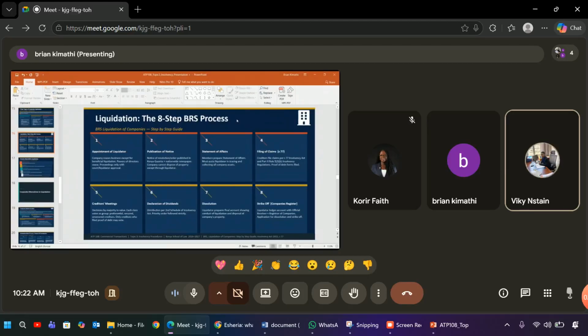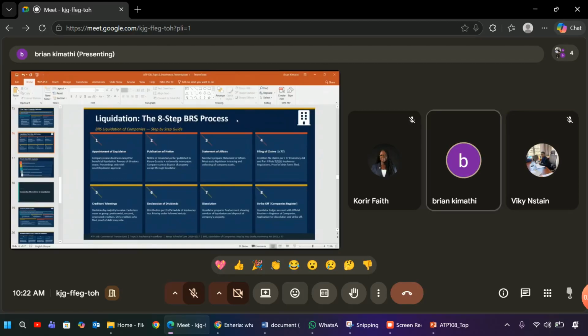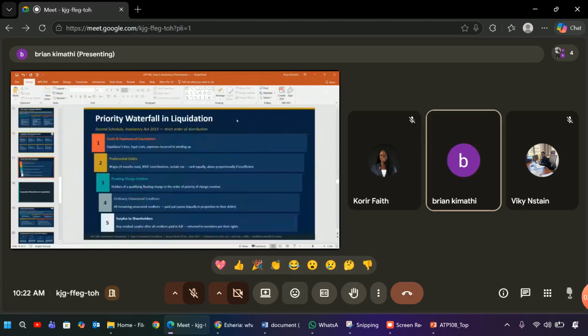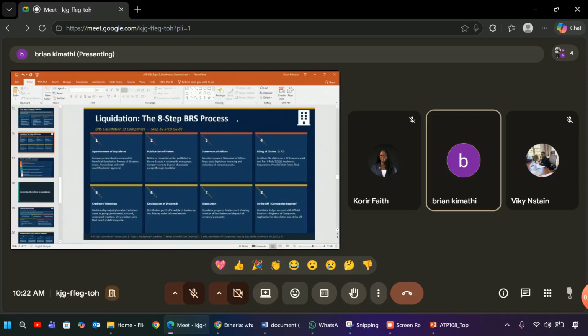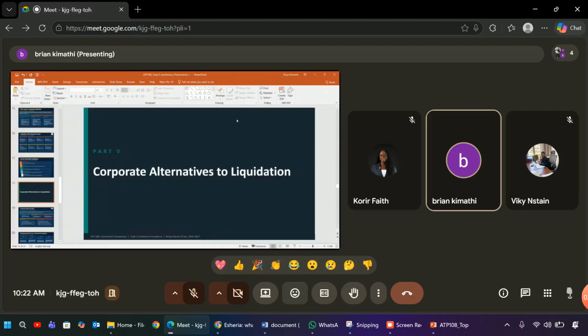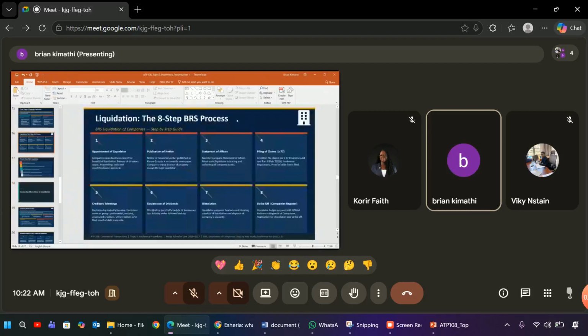Yes. So in light of that, let's complete these two slides. So there is this liquidation 8-step process, and there is the priority. So this is the same one we were discussing. This is just a summary. Unaona? So ni kama hii ndio the last slide tunafanya sasa hivi. Then we can take a break so that when we come back, we can start corporate alternatives to liquidation. And then we can have Victor, and then we go back to BRS registry tumalizie. Yes, all will be well.